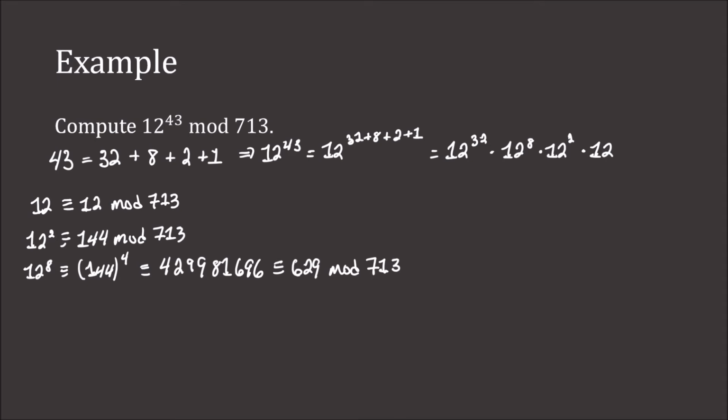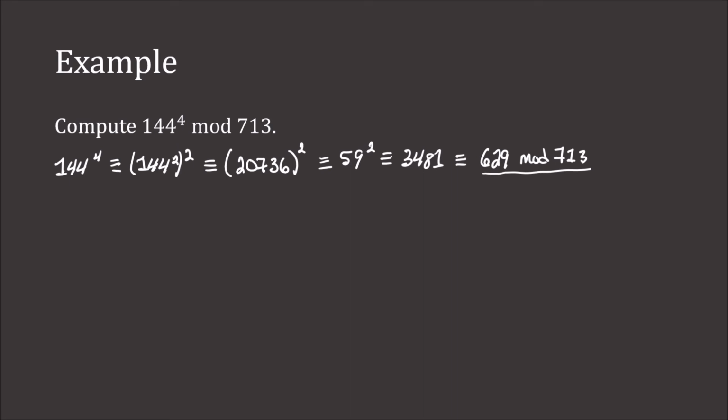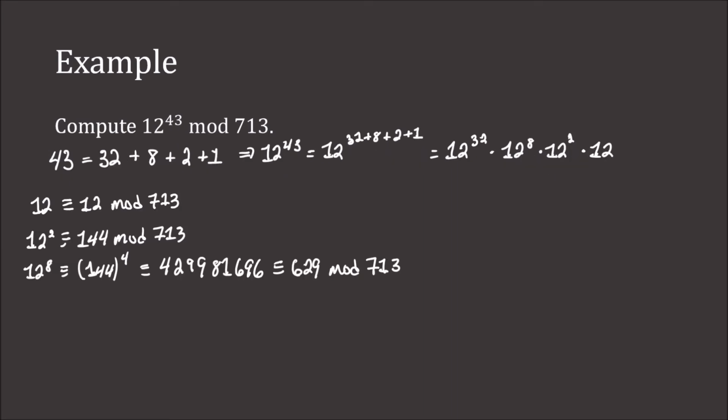And actually, if I'm not mistaken, that was the last problem, 144 to the 4th power. So I actually didn't need to do that work. Now 12 to the 32nd. 32 is 8 times 4, so this would be congruent to 629 to the 4th power. So 629 to the 4th power is this number.